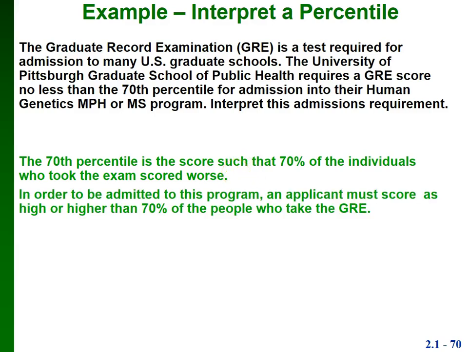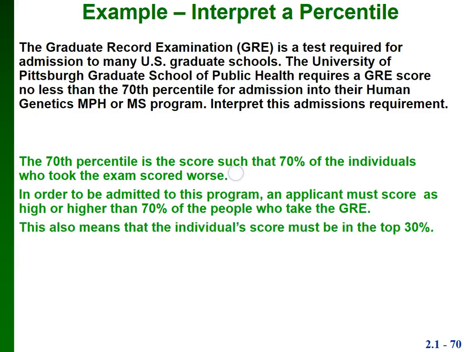So in order to be admitted to this program, an applicant must score as high or higher than 70% of the people who take the GRE. Another way we could think about it is that this means that the individual score must be in the top 30%.